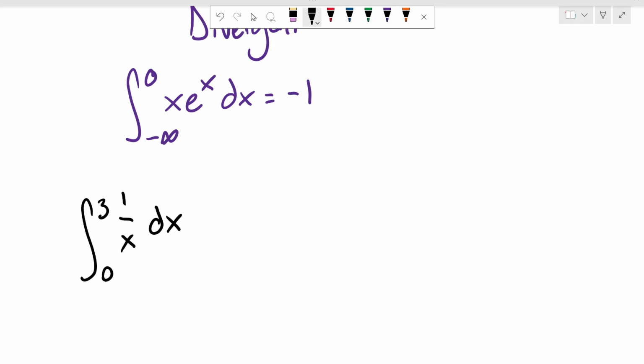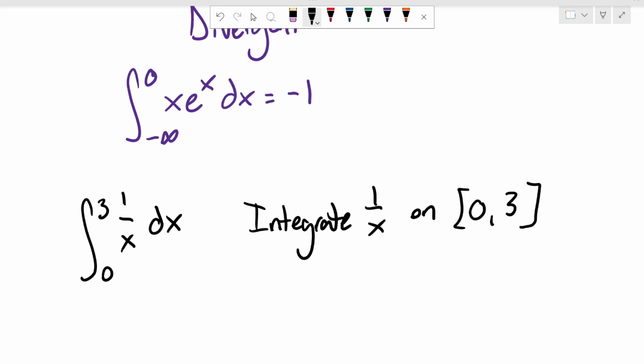So typically we would interpret something like this to mean that we want to integrate 1 over x on 0, 3, right? But of course, this function is not continuous on 0, 3, including 0. It is continuous on 0, 3, not including 0. So we want to basically do the same thing we were doing with infinite bounds, where we want to exchange this bound for a limit. Okay.